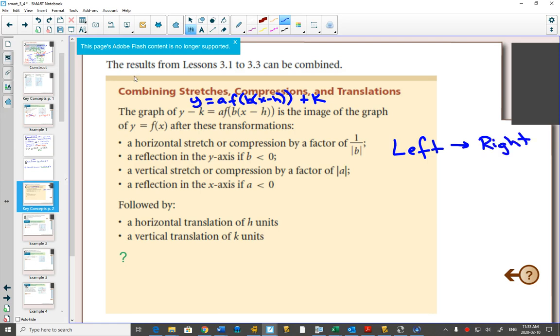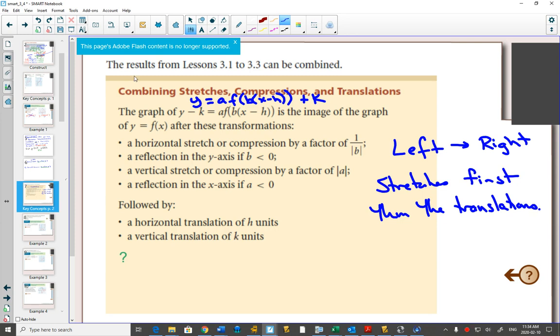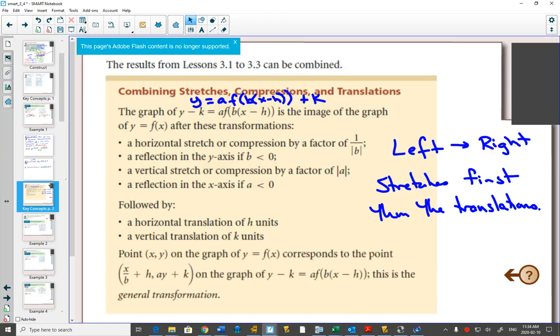In other words, you will always do your stretches, compressions, reflections first, then the translations. That's a much easier way of remembering it rather than they give you this formula to remember. X over B plus H AY plus K.